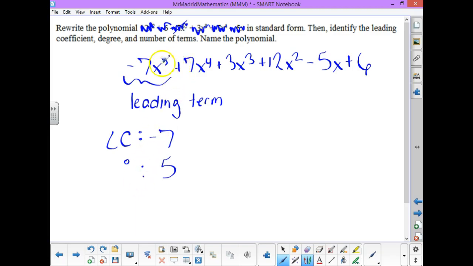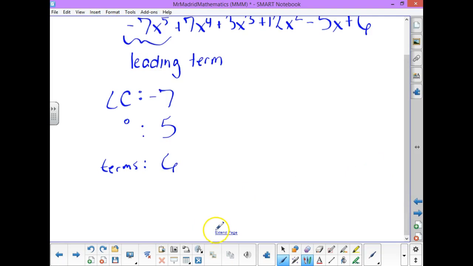Notice that in the last problem, these x's would have been multiplied. Here they're separated with pluses and minuses, so that separates terms. So this polynomial has one term with the highest degree being 5. And the number of terms, let's just count them: 1, 2, 3, 4, 5, 6. So terms, we have 6.